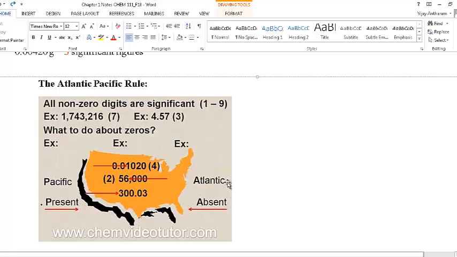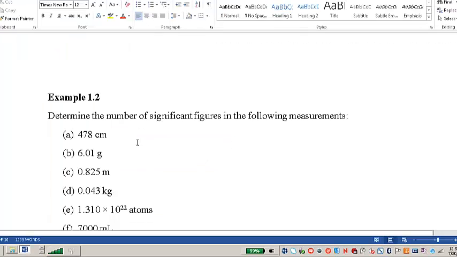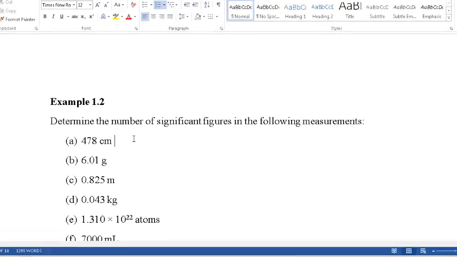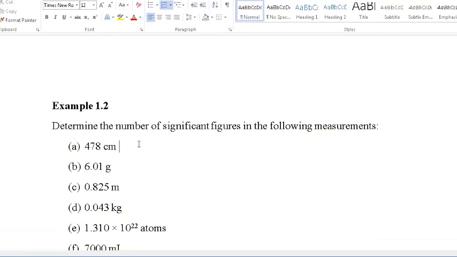So then you're going to determine the number of sig figs going from the right to the left. Let's take a look at an example here. The number of sig figs in the following measurements: 478 centimeters. This does not have a decimal, so the decimal is absent. We're going to read it from right to left, from Atlantic to Pacific. But there are no zeros here, so I don't have to worry. It's going to be 3 sig figs.